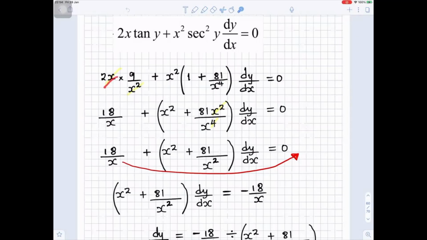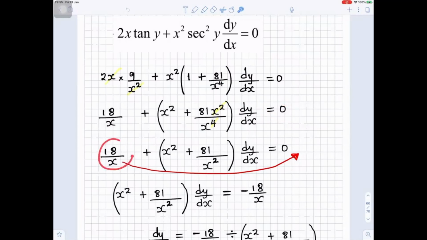The x will cancel, and 2 times 9 will give you 18, so you have 18 over x. And then if we remove the bracket, x squared times 1 will give you x squared. x squared times 81 over x to the 4: the x squared will cancel with 2 of them down at the bottom, so you will be left with 81 over x squared. And dy over dx stays the same. The equals 0 stays the same.